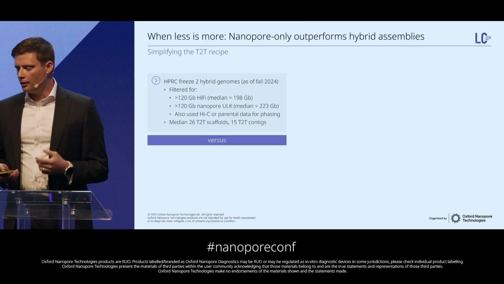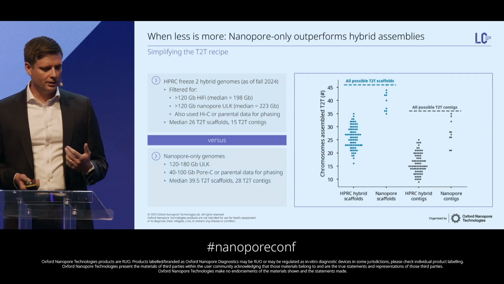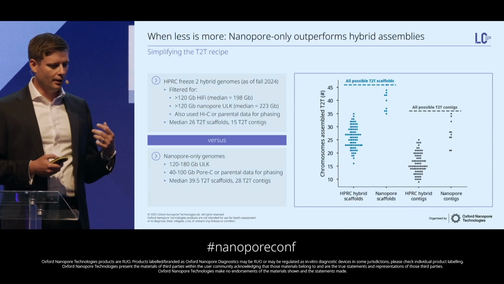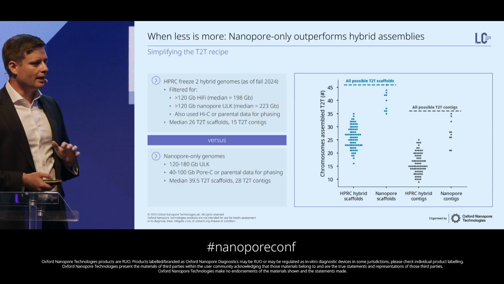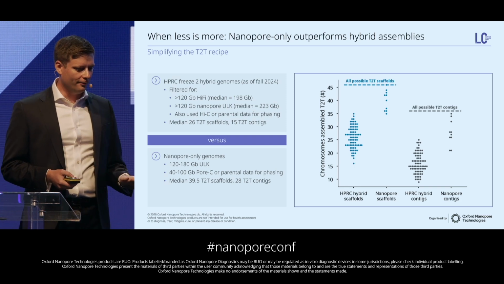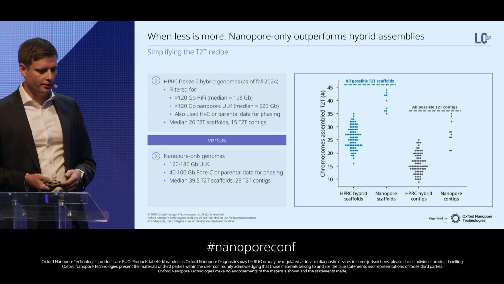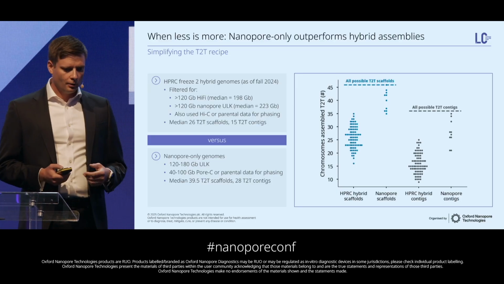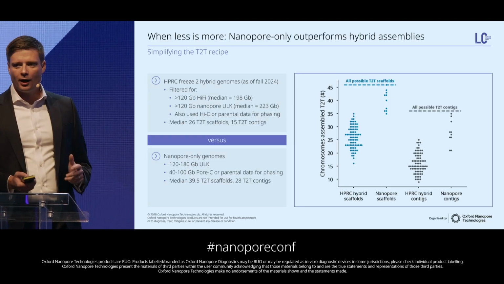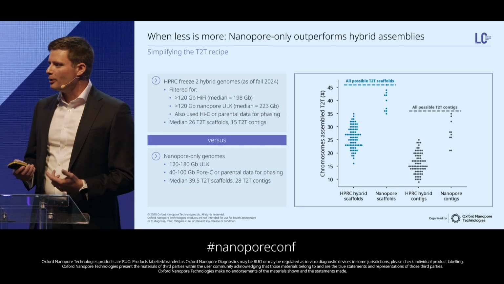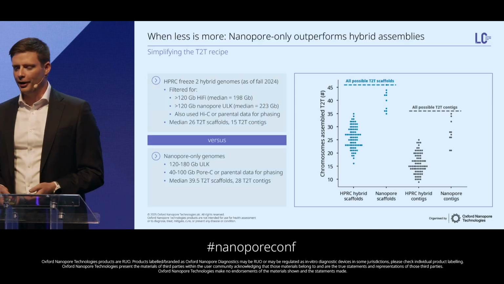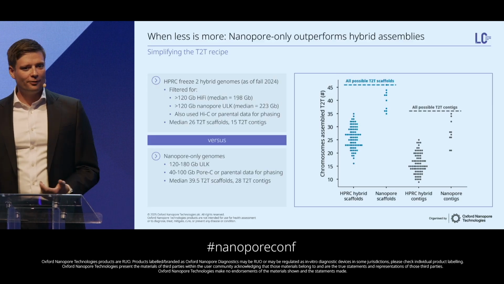However, when we compare to 10 samples that we've sequenced with the nanopore-only recipe, we see that with less ultra-long data and no HiFi data, we're getting almost twice as many telomere-to-telomere contigs. Less data, more contigs that are telomere-to-telomere. What more could you possibly want? Well, you could want all of this faster.